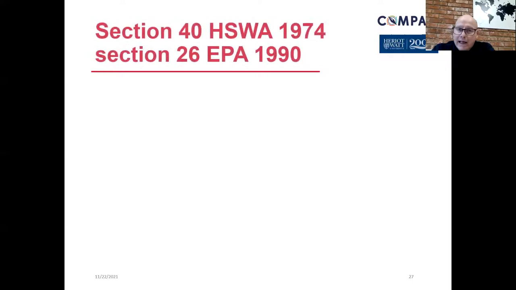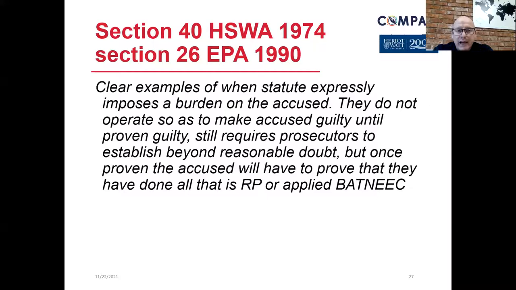Now you've not just got it in section 40 of the Health and Safety at Work Act, you've also got it in section 26 of the Environmental Protection Act. And the variation on that is BATNEEC, so best available techniques not entailing excessive cost. So reasonably practicable is the health and safety world's approach. BATNEEC is the environmental approach to it, but it still has that same standard.